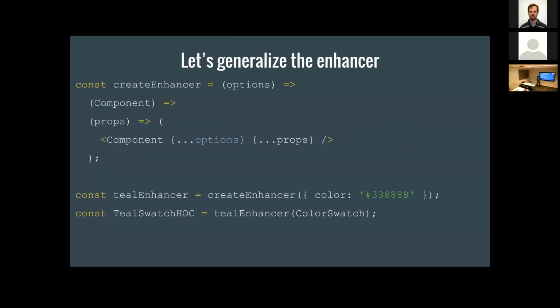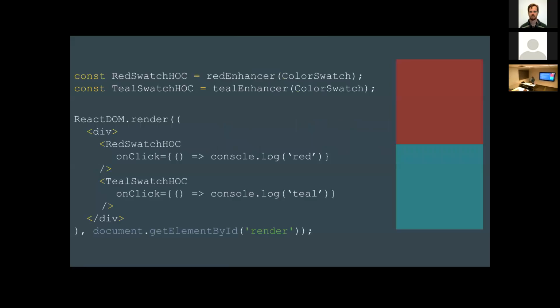So I can create an enhancer. Now I can call that on any component, and it'll enhance it with this color, which is teal. So I have a teal enhancer to pass around. That's a function that takes a component. So I can just say tealEnhancer of ColorSwatch, and now I get a teal swatch higher order component. And just like before, I can do that with the red swatch and teal swatch, and use them over and over again. Now I've taken our color swatch, enhanced it, and I have a new component that I can reuse throughout my app.